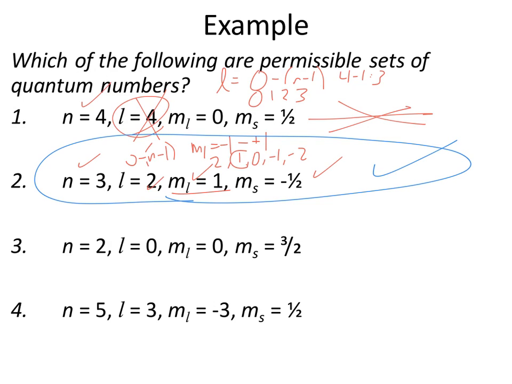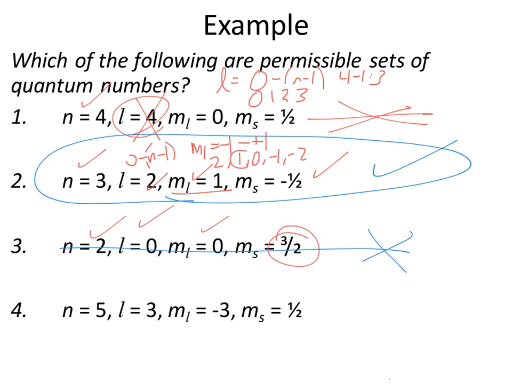So actually this set right here works perfectly. That's permitted. Now let's look at the third one over here. n is equal to 2. Okay, that's fine. We can have that. If n is equal to 2, remember that L was equal to 0 to n minus 1. So that actually works as well because it's 0. ml, when we look at this one, remember that ml is equal to negative L to positive L. So if L is 0, that automatically is 0. So that works. The problem with this is that we have a 3 over 2 spin, which is not allowed. So this is not a permissible set at all.